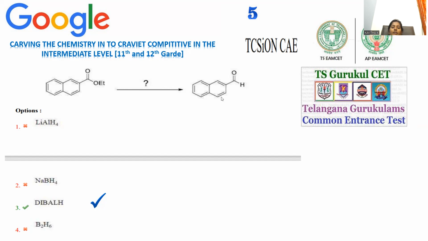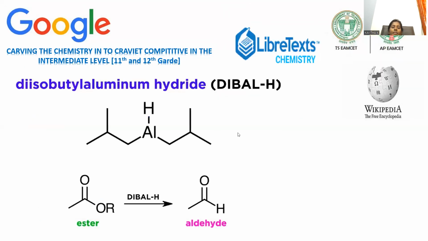Otherwise the chemical composition is not altered. Whatever naphthalene is there, the same naphthalene is retained. Only this functional group, the ester, is now converted into an aldehyde. What is the suitable reagent for the ester to aldehyde transformation? That is DIBAL-H. DIBAL-H is the selective reagent for ester to aldehyde.